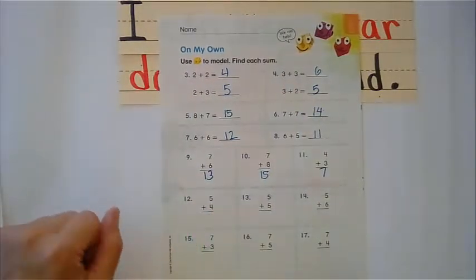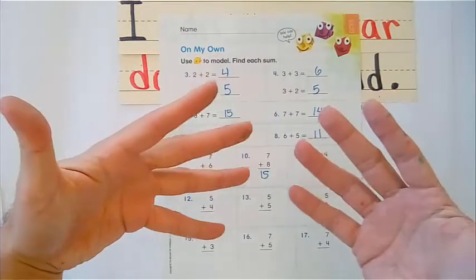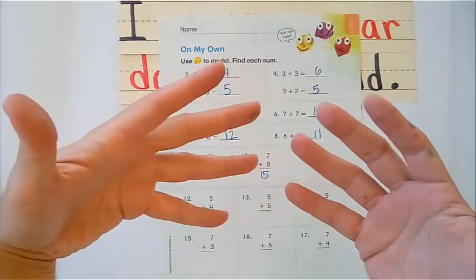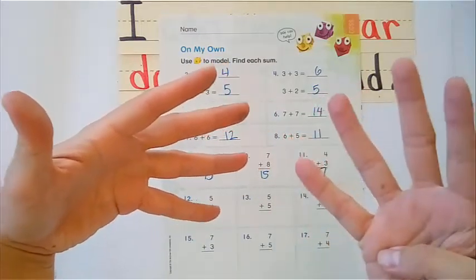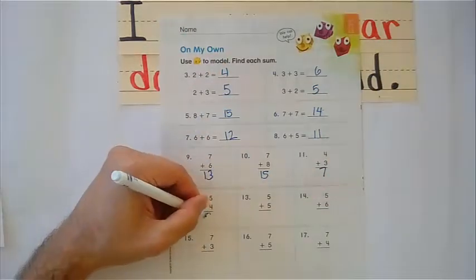I know for this one that if I have 5 and 5, that makes 10. But I'm going to take one away because that's a 4. So let 10 take away 1. Now I have 9. Very good.